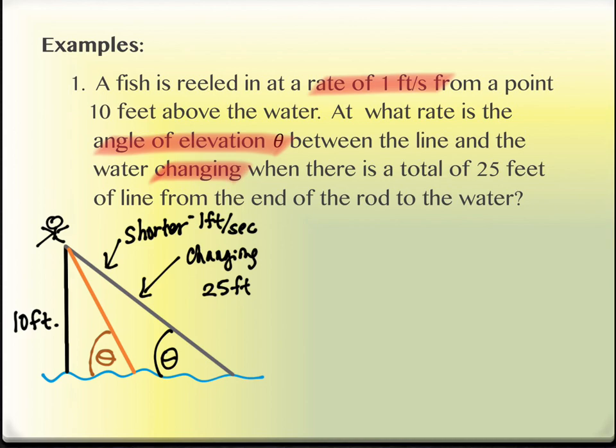Okay, so I need something that relates those quantities. So what quantities am I referencing? Well, the 10, because it's going to be part of what I know, right? I know this 10. Something about this fishing line, because it's changing. And at some point I know it's 25. It's changing by this 1 foot per second. And this angle. So I need something that will relate my angle, my 10 feet, and my fishing line side. What's that going to be? Like, what relates those three quantities?